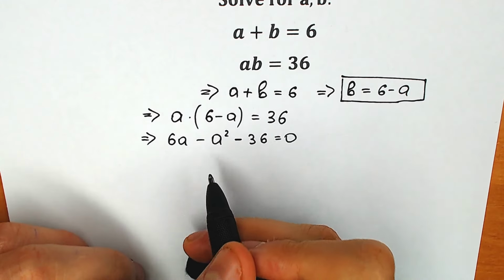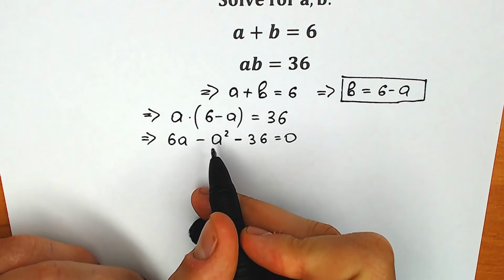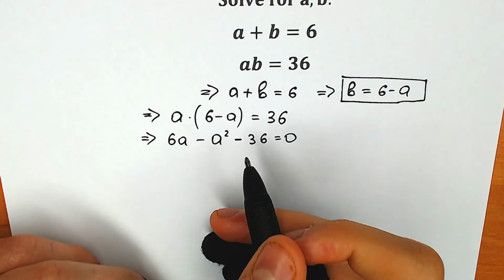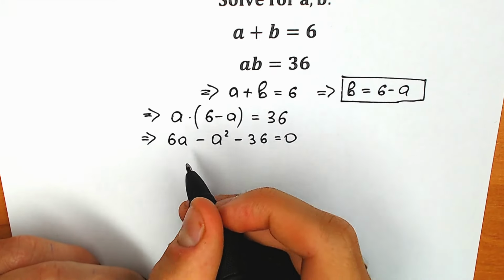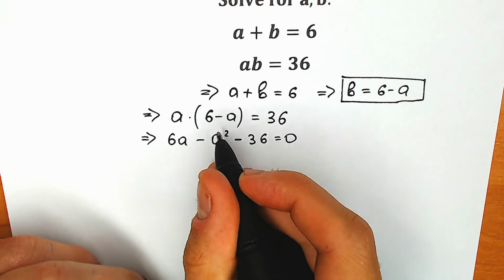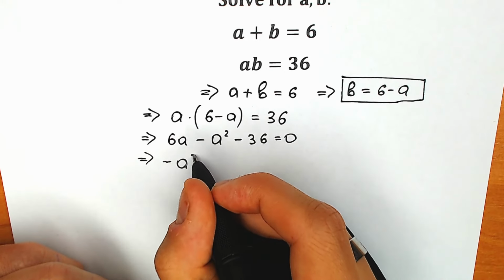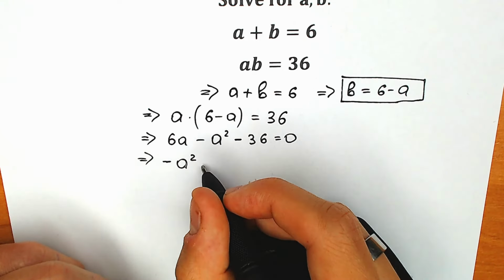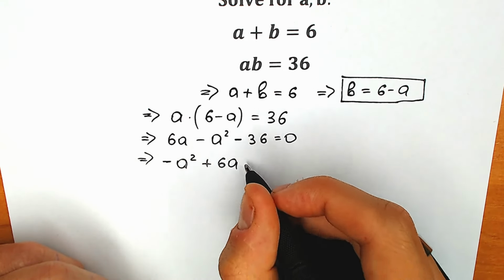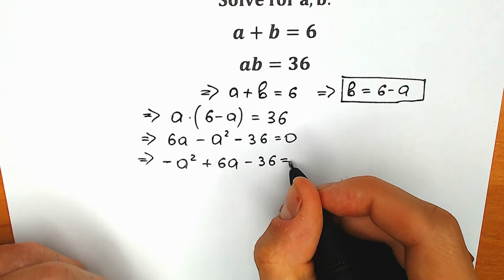Right now, I hope you see that this is a quadratic equation. So we have a square, we have a constant, but we really need a different order. So we need to put this expression in the first position. So we have minus a squared, then plus 6a and minus 36 is equal to 0.